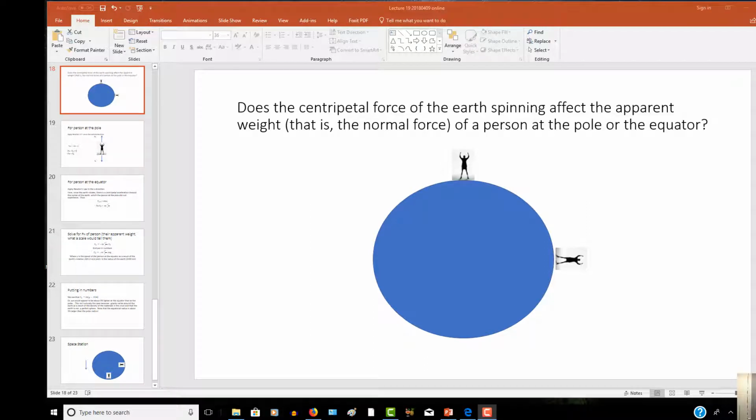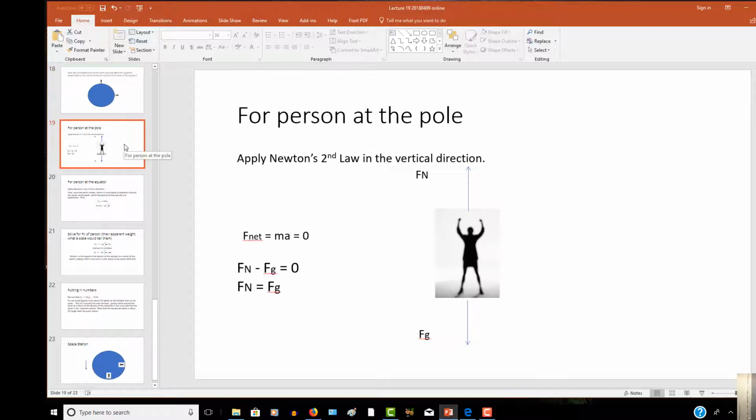Okay, we're going to continue with this example of a person at the pole versus a person at the equator. I'm going to start with the person at the pole, and I'm going to sketch the forces acting on them. Here it's really the most simple case we looked at originally when we even started talking about forces, where you have a normal force that's pointed upward and the force of gravity that's pulling the person downward. And those are really the only two forces existing for this person.